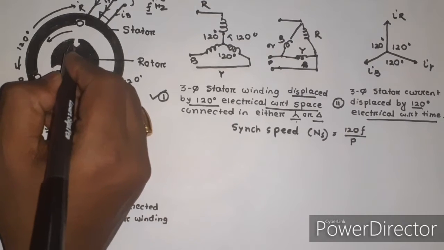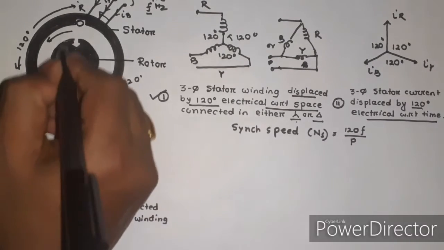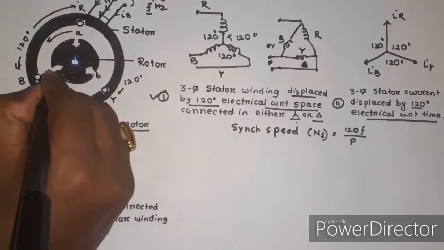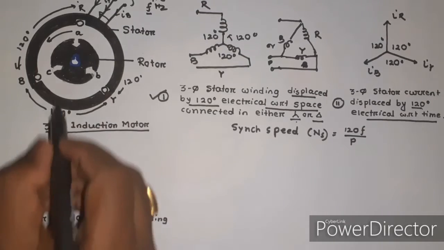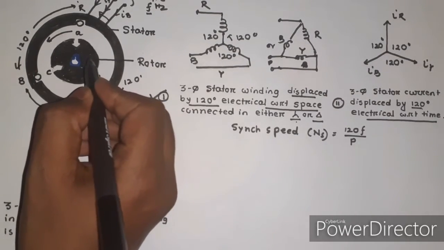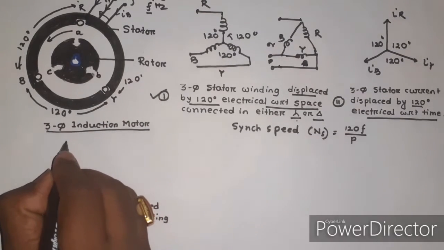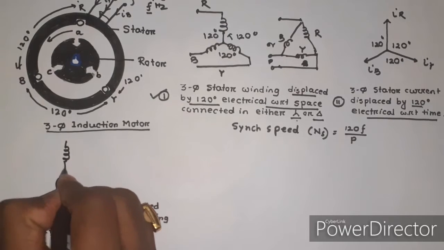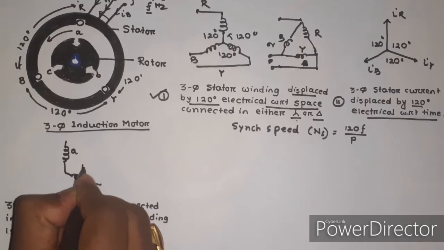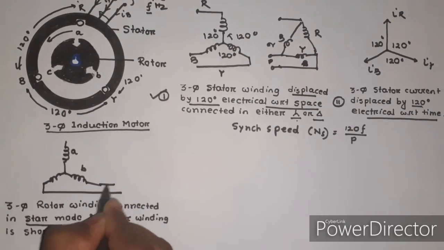Similarly, a three-phase distributed winding is arranged into the rotor slots. Let this be the A phase winding, this the B phase winding, and this the C phase winding. And these three-phase rotor windings must be connected in star mode.